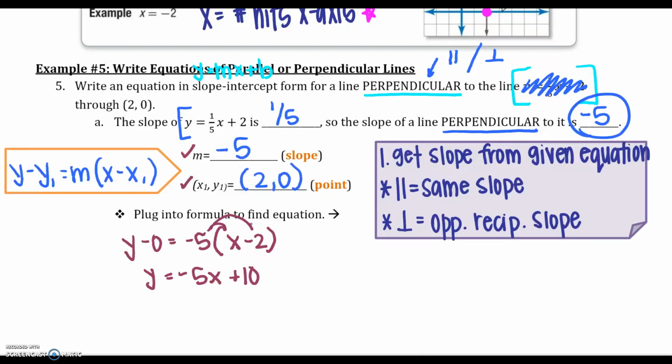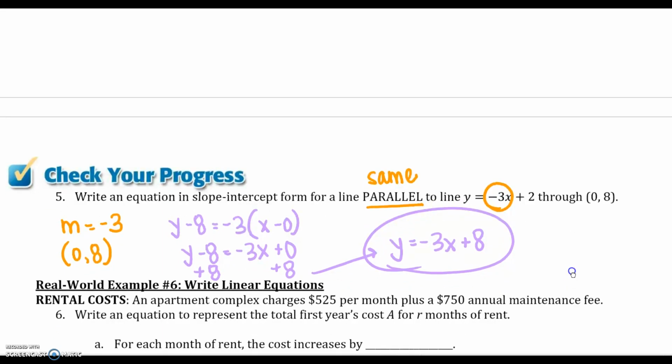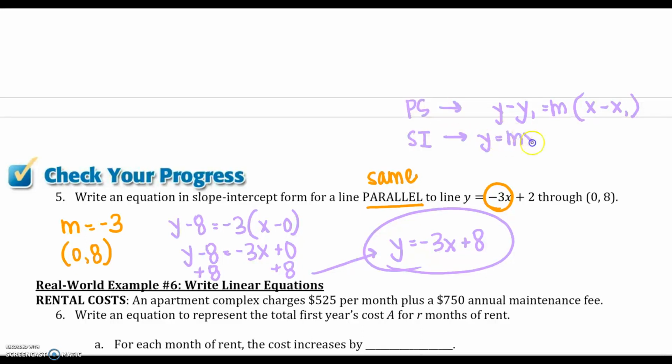All right, so go ahead and flip it over and check your progress on the back. And here is your answer right here. We're going to stop there, and we will talk about our real-world linear equation problem in class. So hope this information helped with your point slope. Remember, y minus y1 equals m times x minus x1. That is your point slope. And your slope-intercept, where you have a slope and you have your intercept, would be y equals mx plus b.